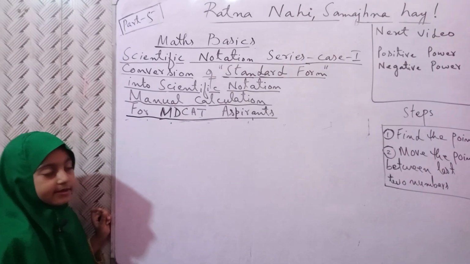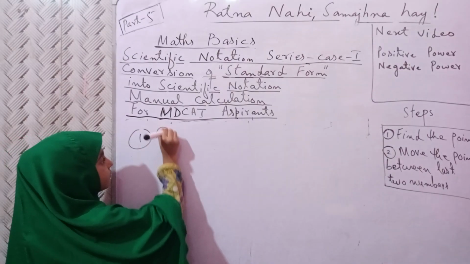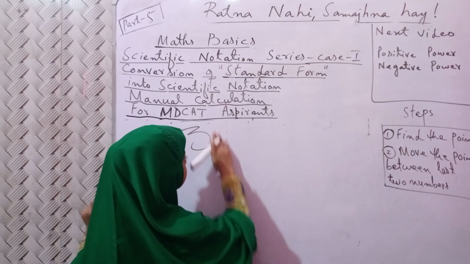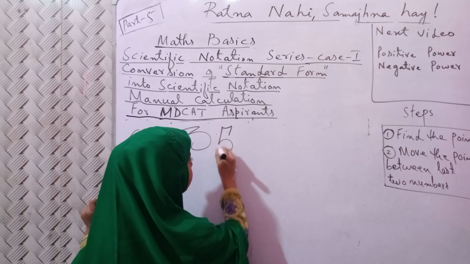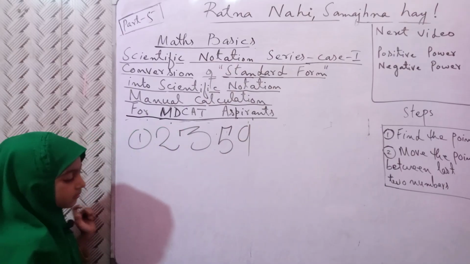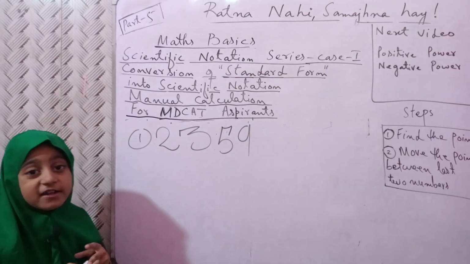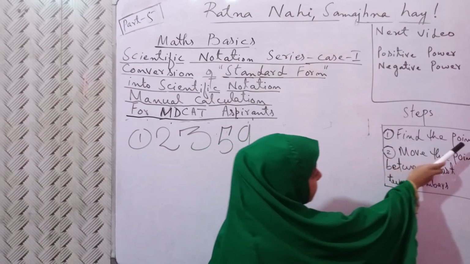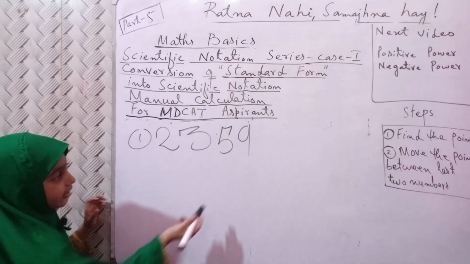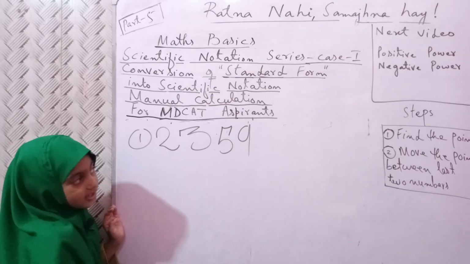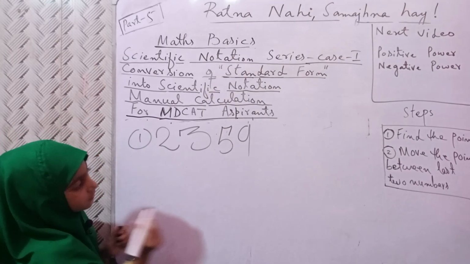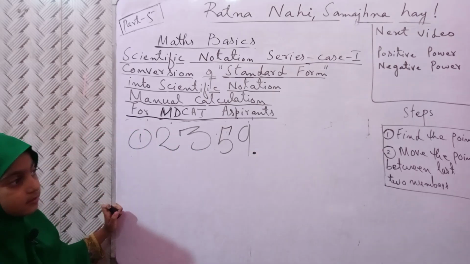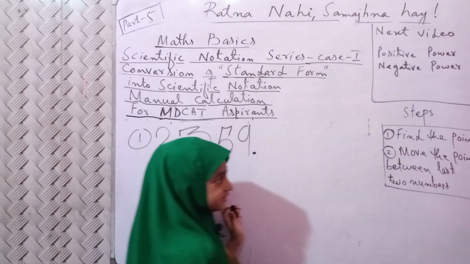Now let's take an example: 5 and 9. First of all, let's follow the steps. First step, find the point. Where is the point? I tell you now, it is after the last number on the right hand side. Now the point is here.